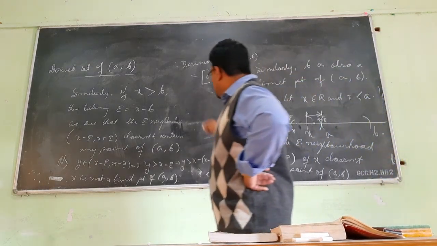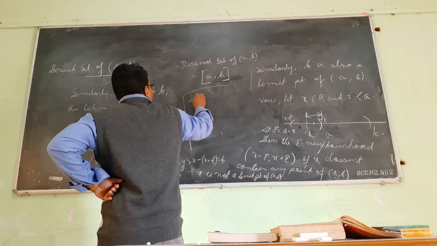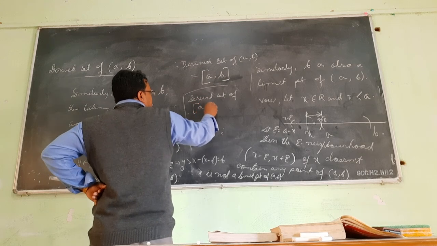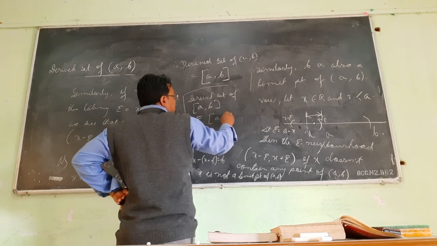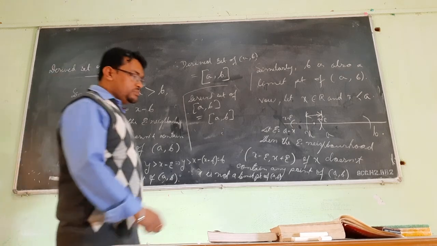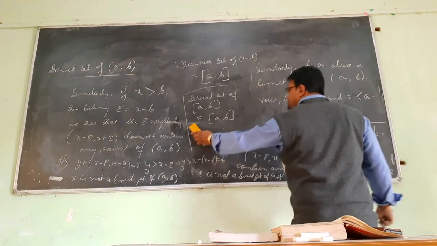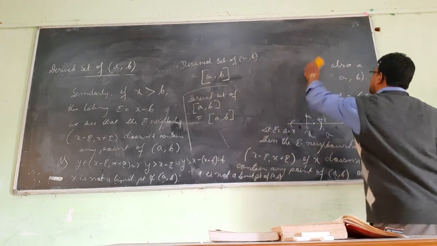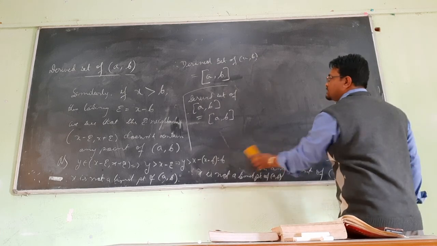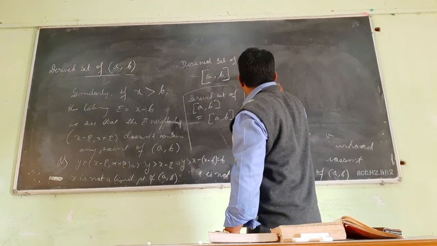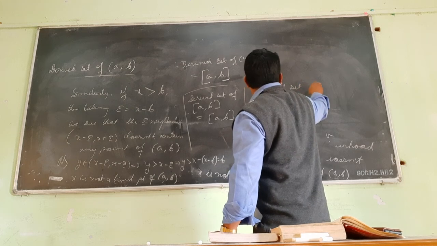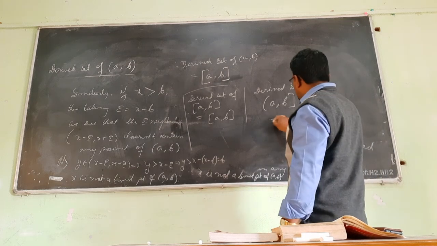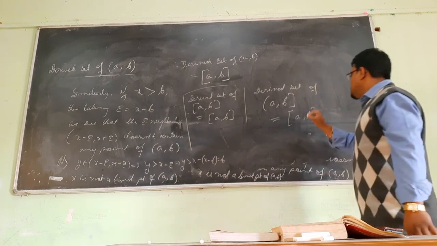In exactly a similar way you can also justify that the derived set of the closed interval AB is also the closed interval AB. Similarly, the derived set of the left half of an interval AB is also the closed interval AB. Everything is a limit point.